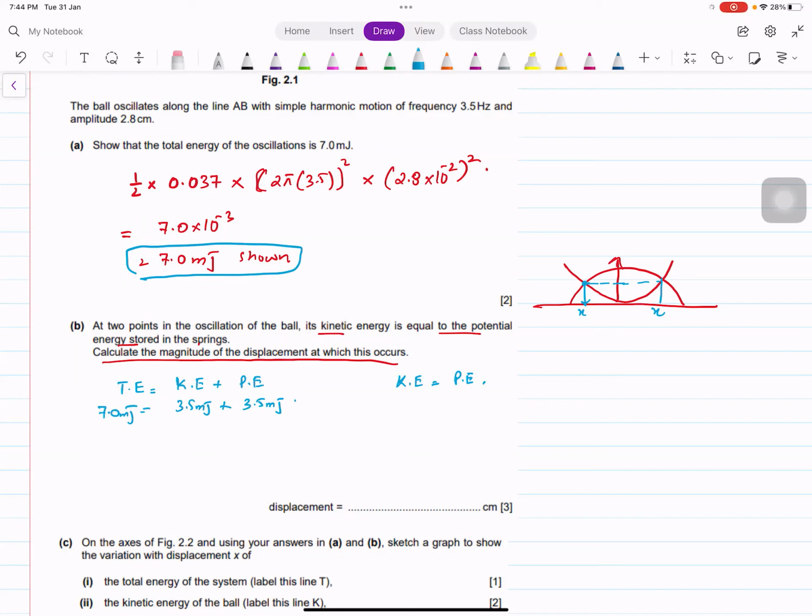Yeah. Now, because potential energy is given by half m omega squared x squared, let's put in 3.5 times 10 raised to minus 3 equals half, the mass is 0.037, 2 pi 3.5 whole squared, multiplied by x squared. We want to find x. Can you find x, please?